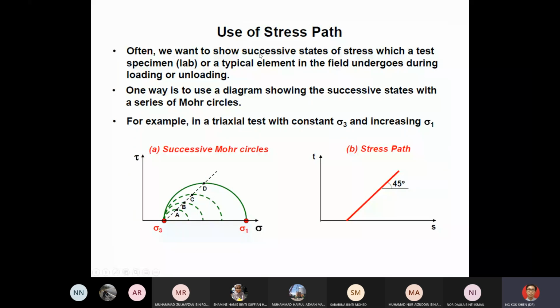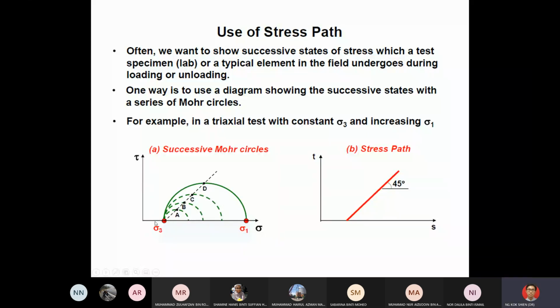Often, we want to show successive states of stress which a test specimen or a typical element in the field undergoes during loading or unloading. We want to see the stress state of the soil. Where is it now, has it felt it yet or not yet? When will it feel? So you can use the stress path to tell. One way is to use a diagram showing the successive states with a series of Mohr circles. So we know that as the Mohr circle increases, the stress path will go like this. For example, a triaxial test with constant sigma 3 and increasing sigma 1, you see?